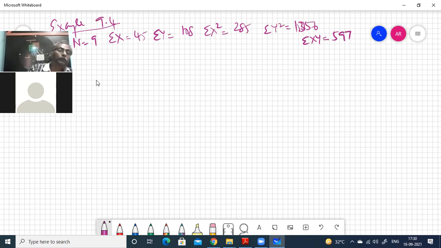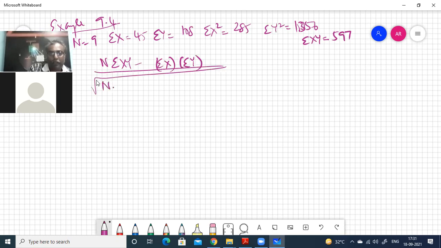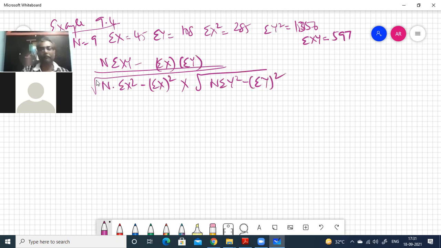Which formula you have to use? This is the second formula, which you use when the number of data values is small. In that case: sigma xy minus sigma x into sigma y, divided by square root of n into sigma x squared minus sigma x the whole squared, into n into sigma y squared minus sigma y the whole squared. That is the formula. Understood? Now you substitute all the values here.